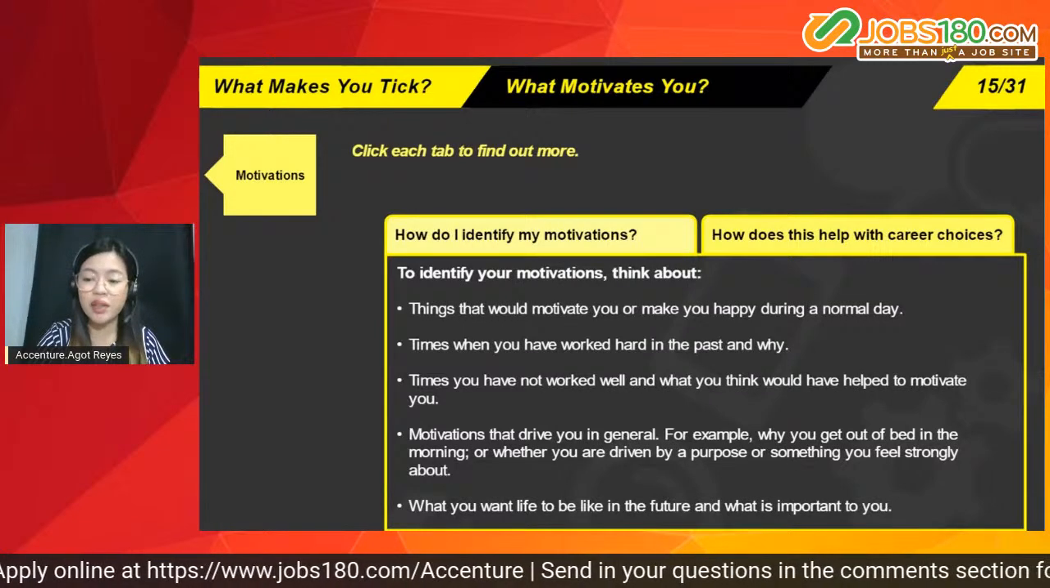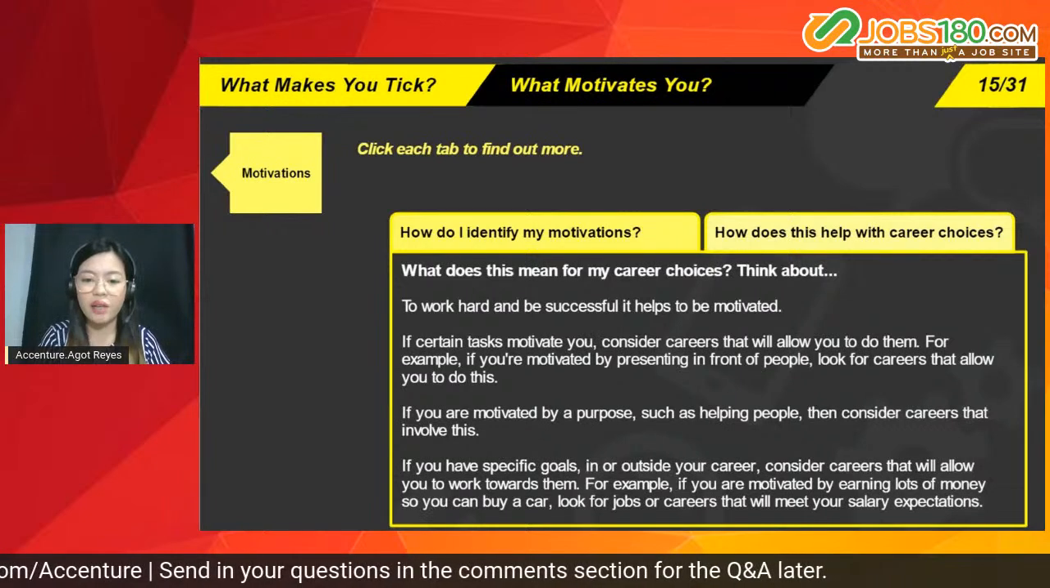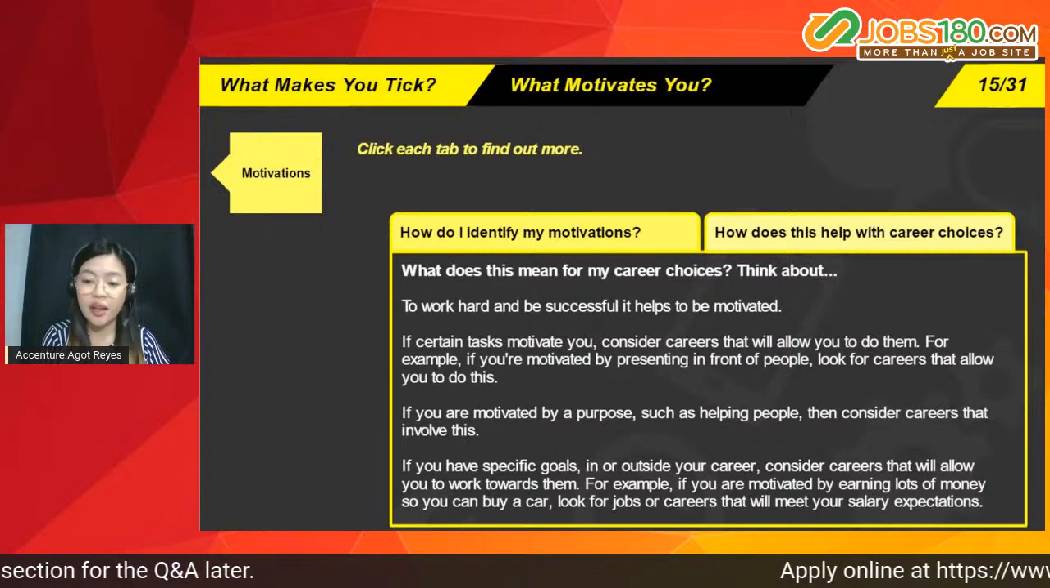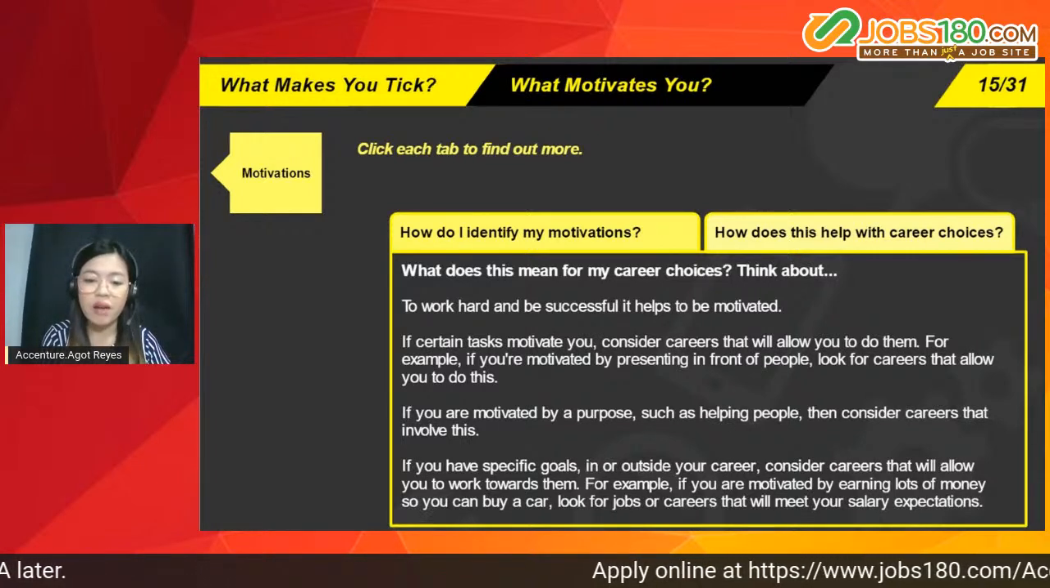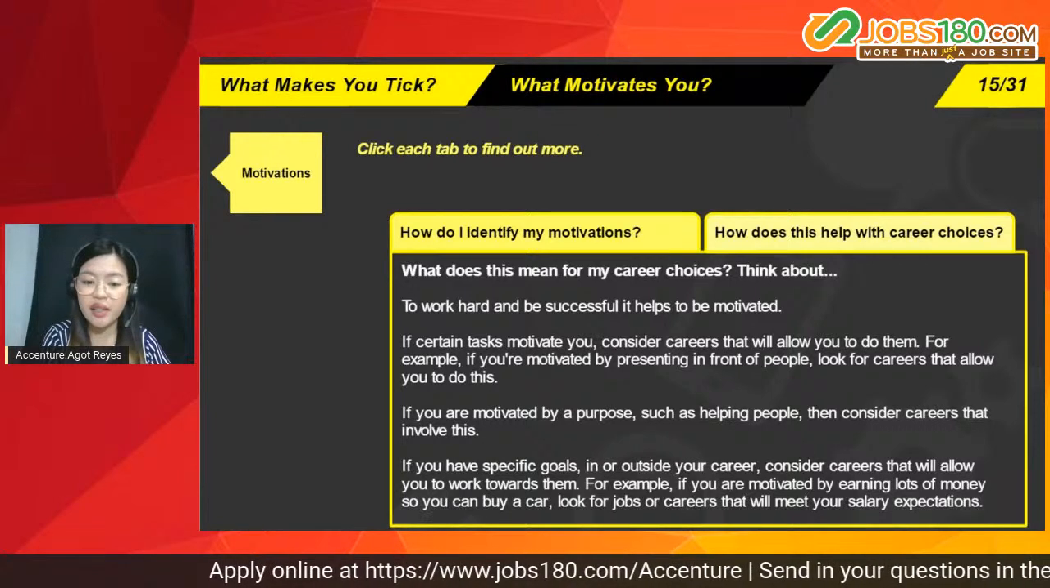So how does it help, no, when it comes to your career choices? So to work hard and be successful, it helps you to be motivated. And if certain tasks motivate you, consider careers that will allow you to do them. For example, if you're motivated by presenting in front of people, look for careers that allow you to do this.